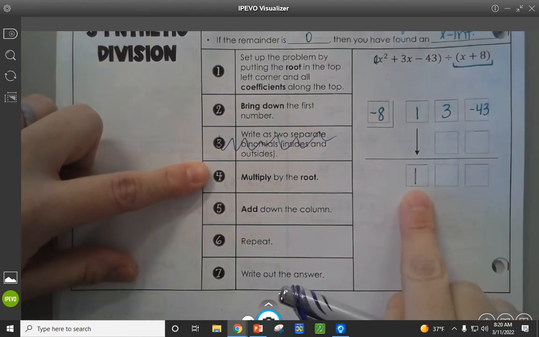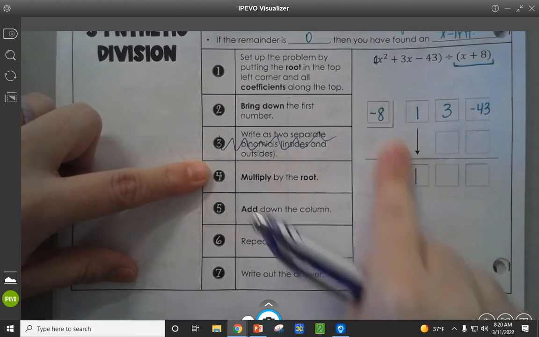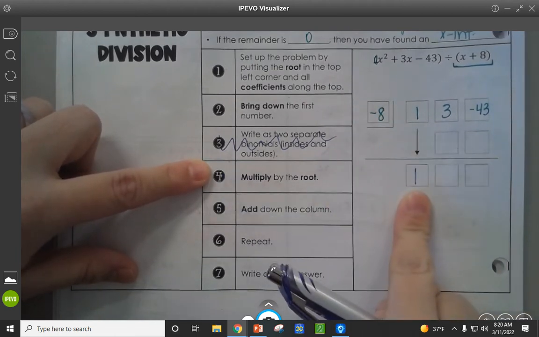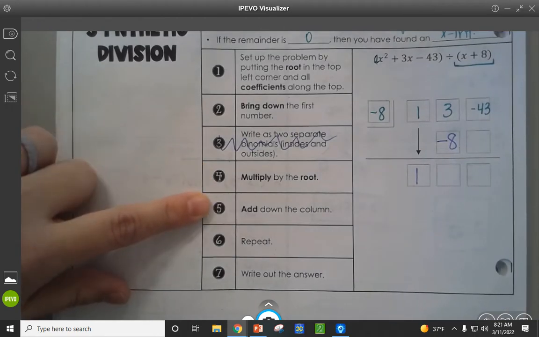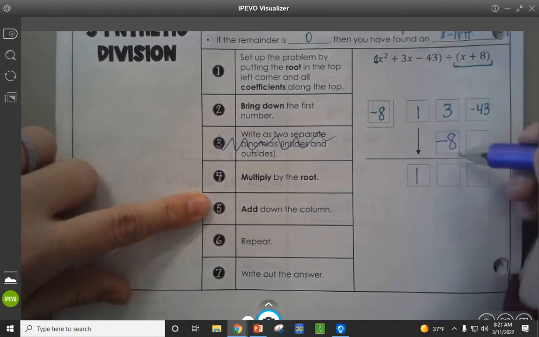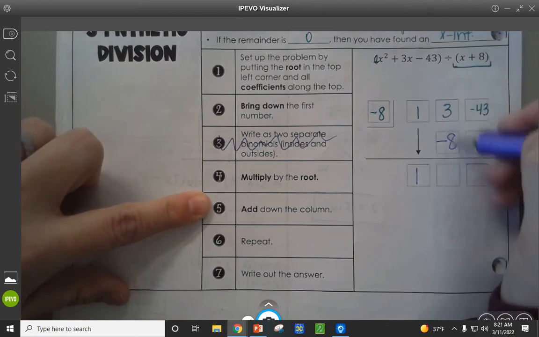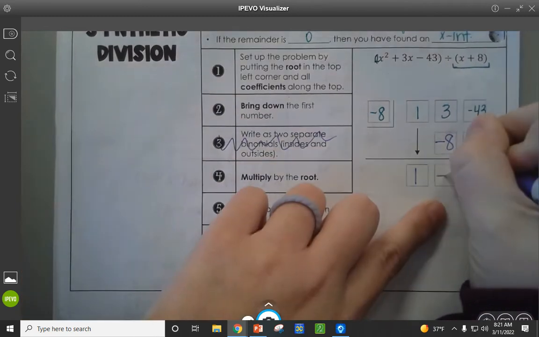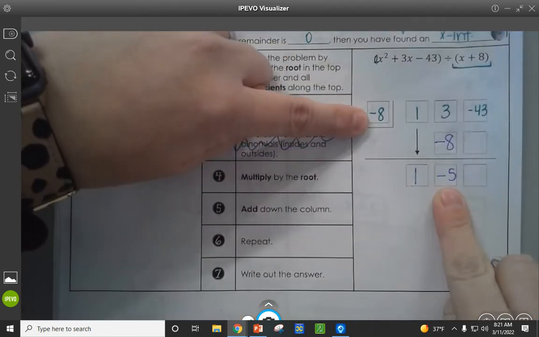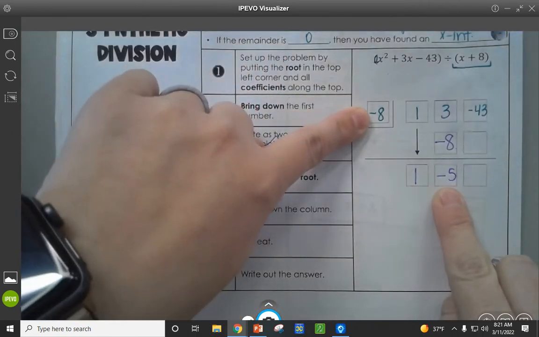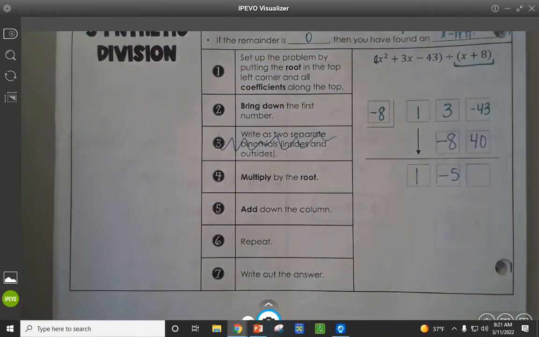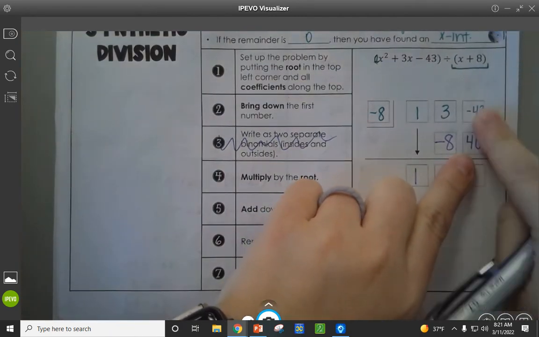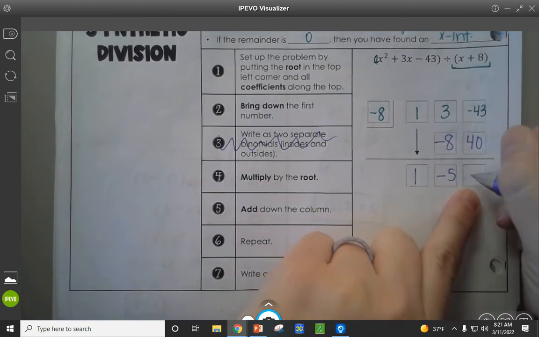Now, this number that we brought down, we're going to multiply. So -8 times 1 is -8, and that goes there. And then you add. 3 plus -8 is -5. And then we multiply. -8 times -5 is 40. And then we add. So basically, once you bring down your first number, it's multiply, add, multiply, add, multiply, add. And -43 plus 40 is -3.